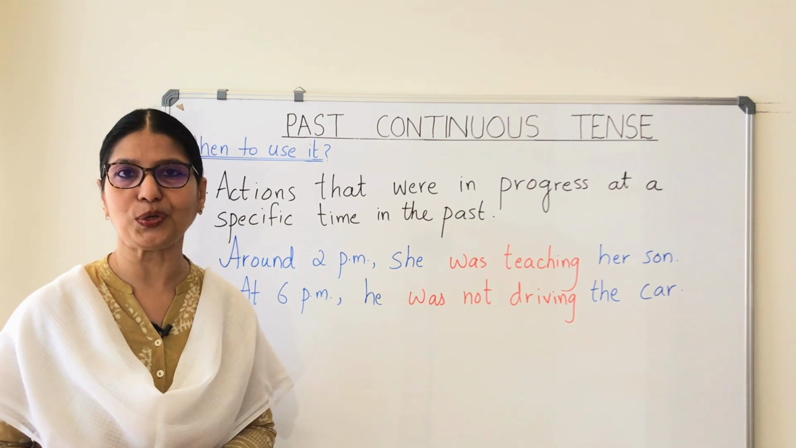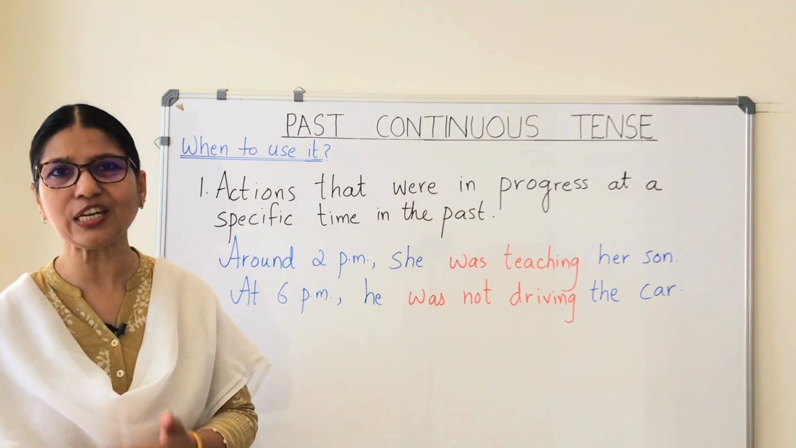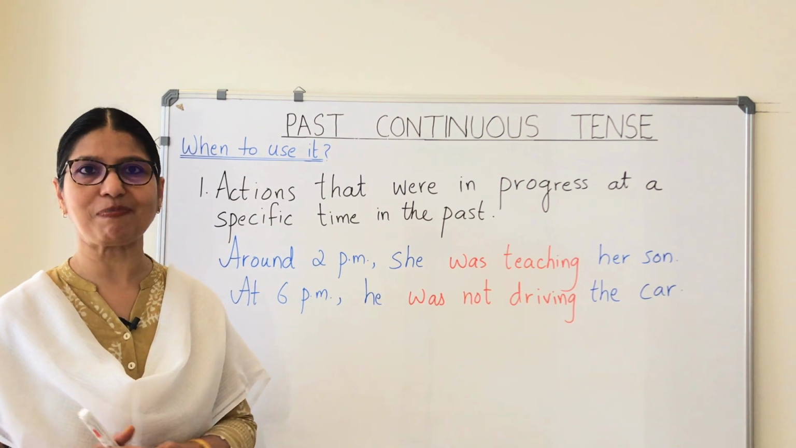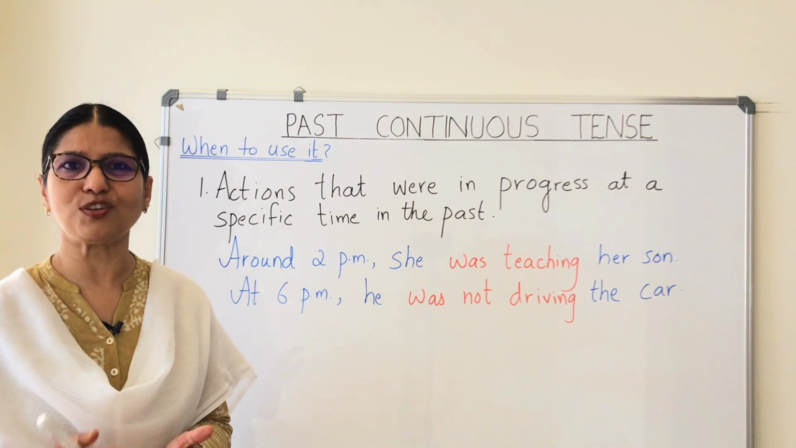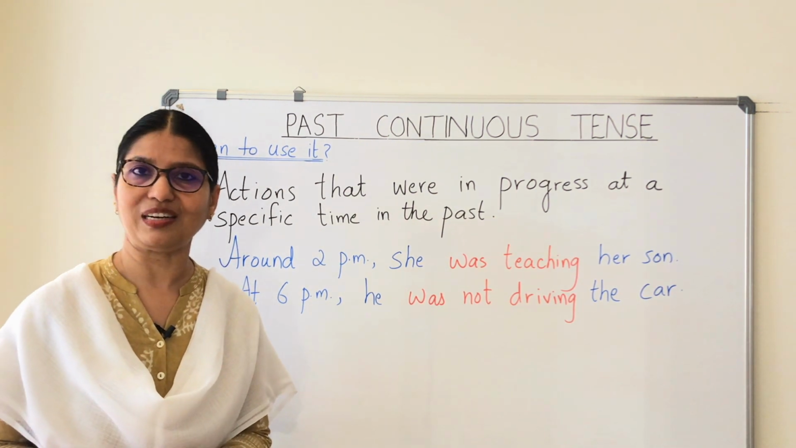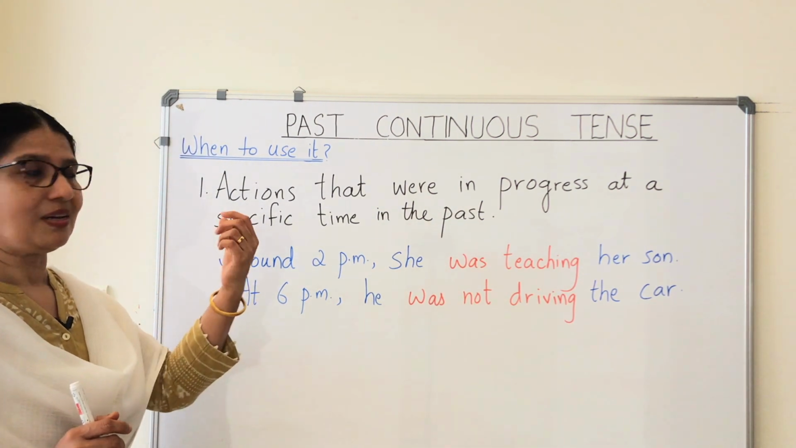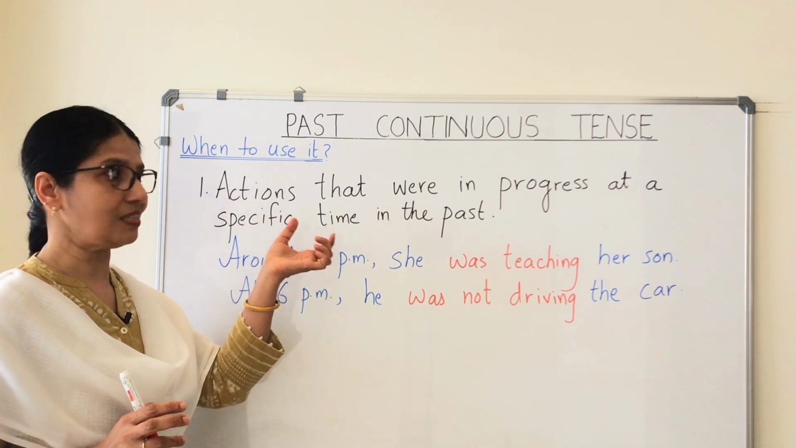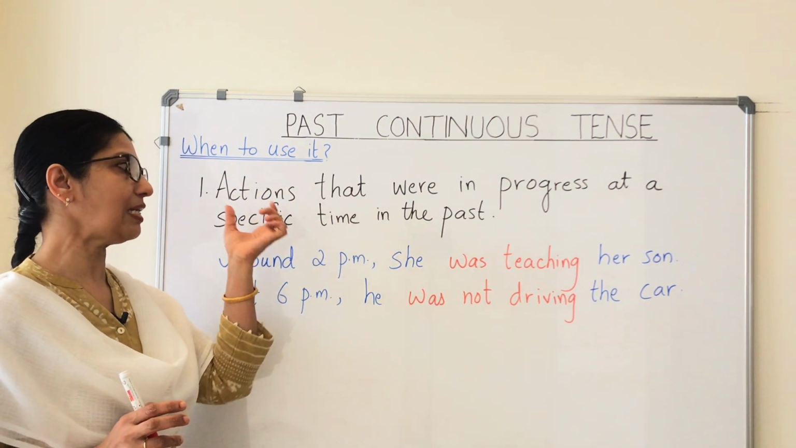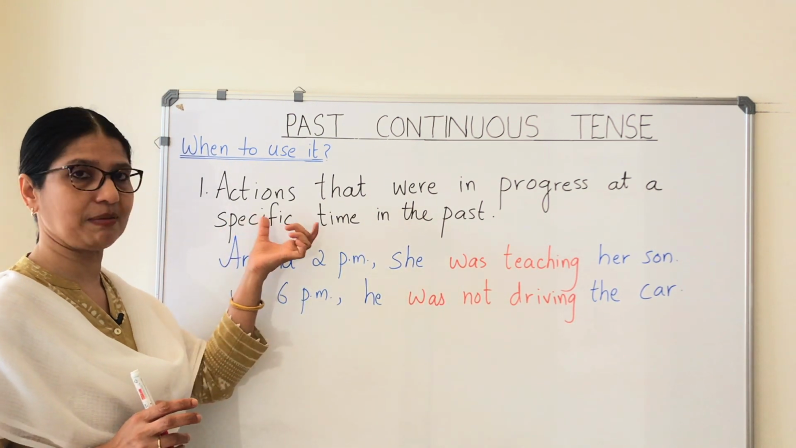Now let's find out when to use the past continuous tense. As I already told you, the past continuous tense is used to talk about actions that were continuing at a specific time in the past. But precisely speaking, it can be used in different situations. Let's try to find out what they are in detail. The first one is, past continuous tense is used to describe actions that were in progress at a specific time in the past.